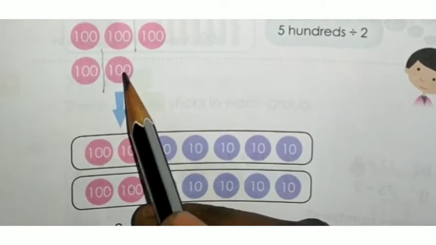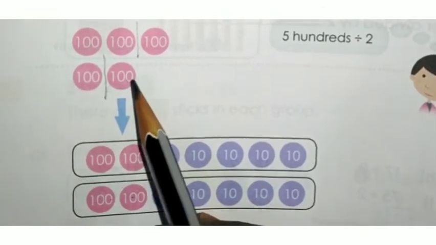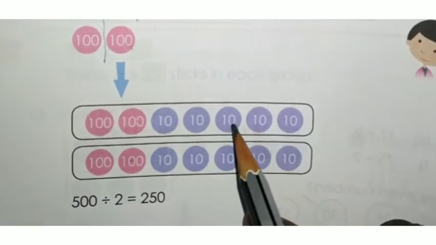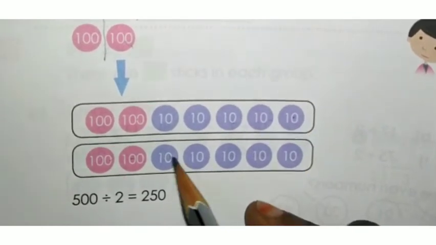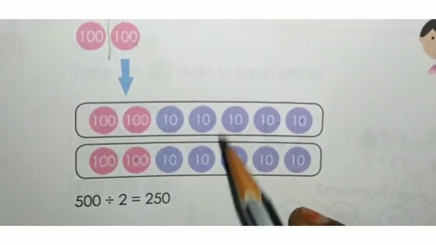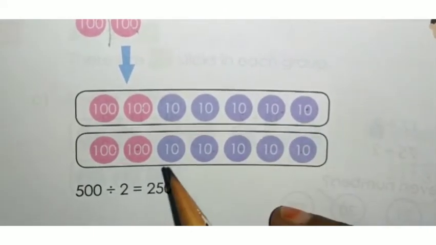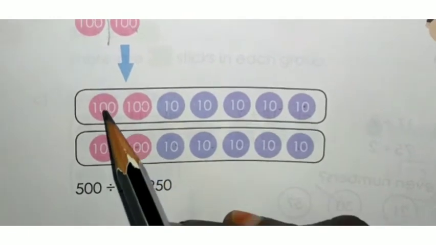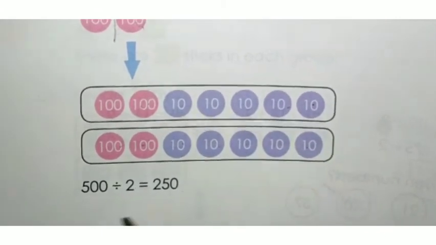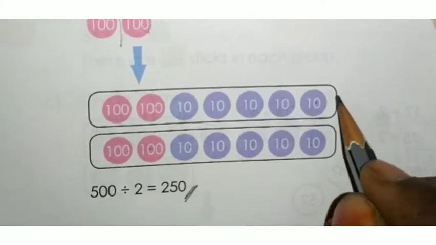Now this 100 is divided into 10 times 10. 10 tens are 100. So we have to divide this 100 into 10 tens. 10, 20, 30, 40, 50, 60, 70, 80, 90, 100, 10 tens. So totally 10 tens. If you divide 10 tens into 2, we will get 5 tens in one set and 5 tens in another set. So we will get the answer as 100, 200 plus 5 tens, which is 50. So 250. If you divide 500 by 2, we will get the answer 250 in each set.